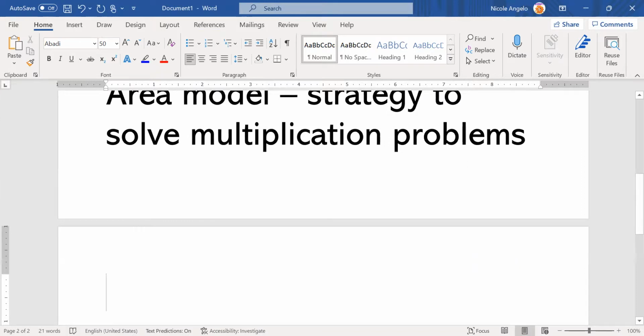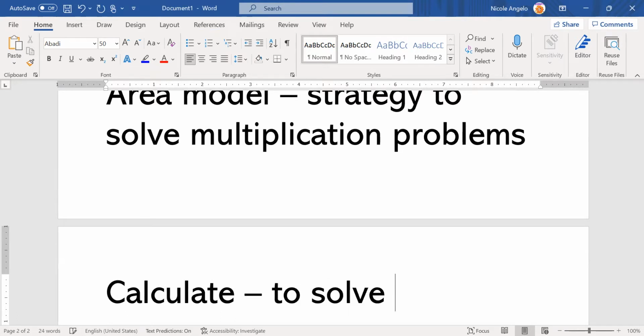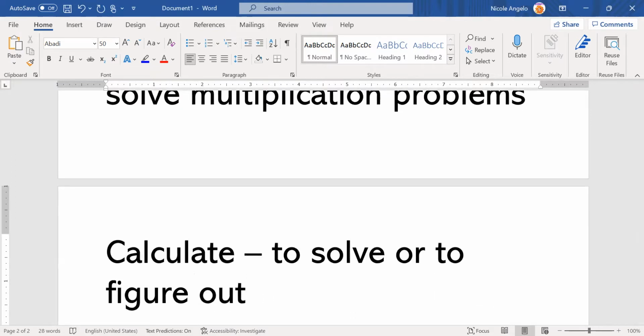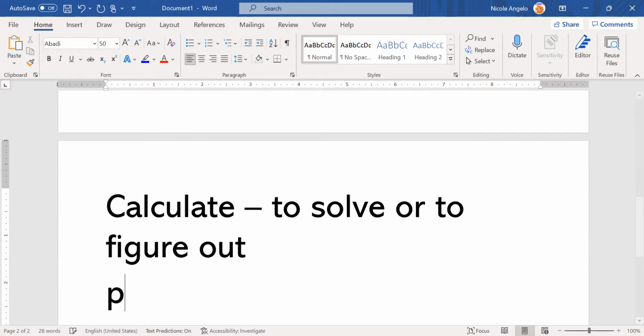The next one we have calculate. And if you hear calculate, you think of a calculator. Calculate is to solve or to figure out. And we have product, which means the answer to multiplication problems.